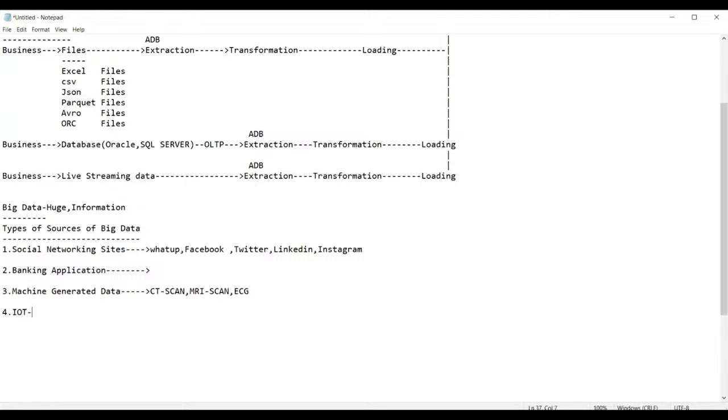IoT sensors, Internet of Things. Okay, IoT sensors. We get the data from what? Sensors. These sensors basically measure what? Pressure, and even gas pressure. They also measure the temperature, and even the wind. All these are the sensors which basically measure.